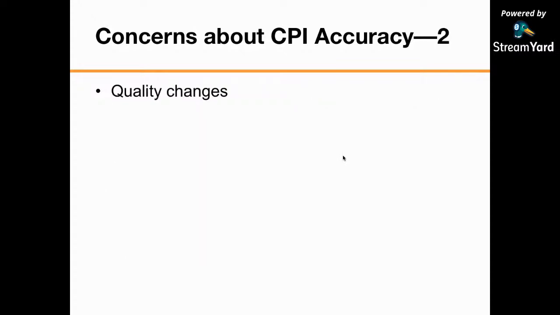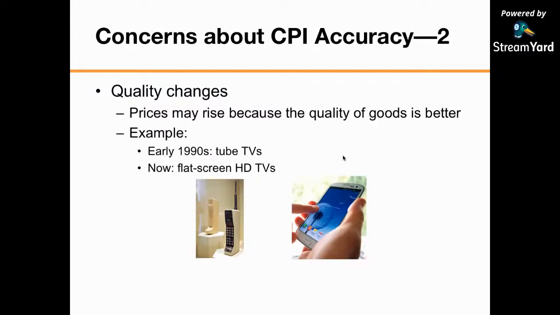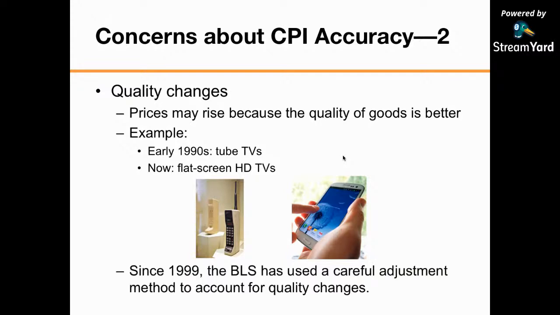Quality changes. This is the second reason that people might be concerned about the accuracy of the consumer price index. The price may rise because the quality of a good is just better. The example they give here is early 1990s tube TVs versus the flat screen HD TVs that we have now. And since 1999, the BLS has used a very careful adjustment method to account for these quality changes.